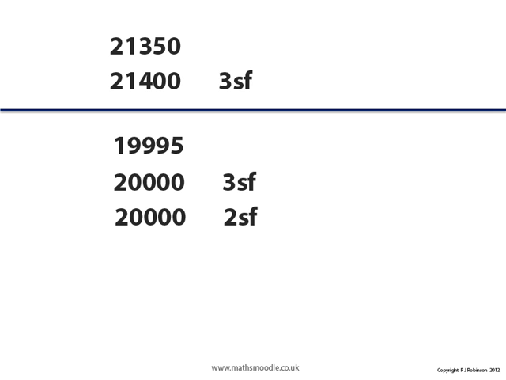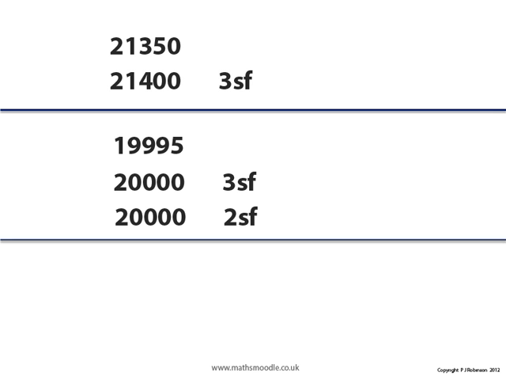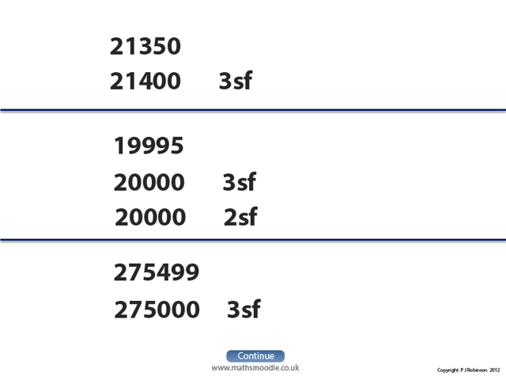Finally, let's consider 275,499. If we want to round this to three significant figures, the first three significant digits are 275. The fourth is only a 4 and therefore would not be rounding up. Therefore, to three significant figures we have 275,000.